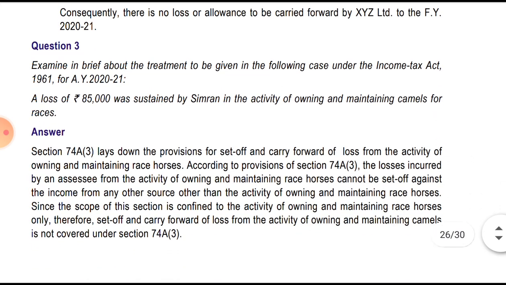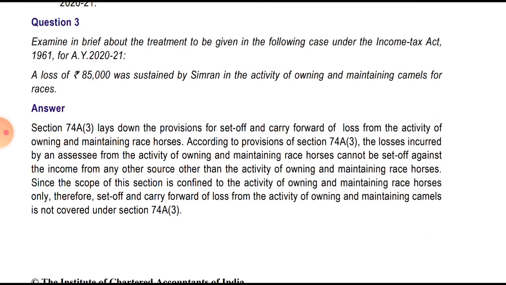Illustration, we are done with 2. Illustration number 3: examine in brief the treatment to be given in the following cases under the Income Tax Act. A loss of 85,000 was sustained by Simran in an activity of owning and maintaining of camel for a race. So it is given owning and maintaining of camel. The actual provision states only in relation to owning and maintaining of horse. So the same provision is not applicable for owning and maintaining of the camel.